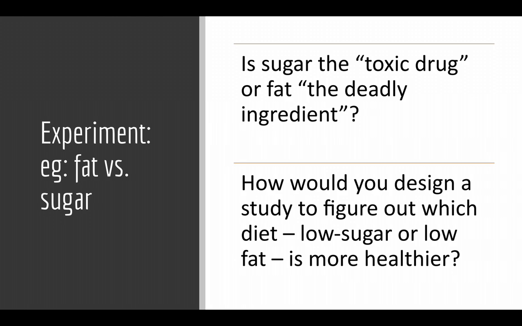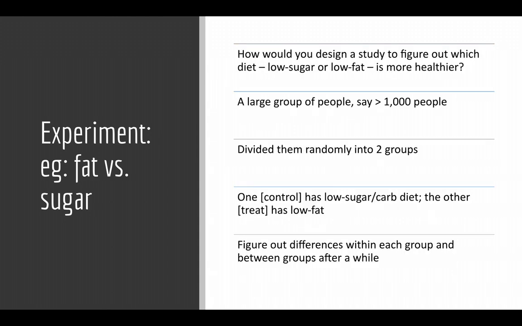These things are tasty, but they could be bad for your health, right? So the question is: is sugar the toxic drug, or is fat the deadly ingredient? The main purpose is to design a study to figure out which diet, low sugar or low fat, is healthier. So how would you design a study to figure out which diet is healthier?